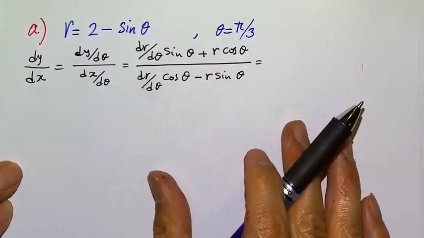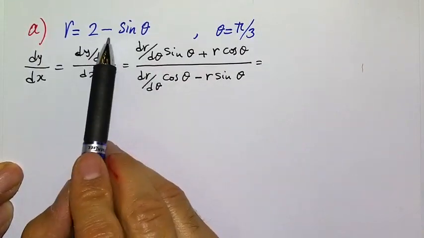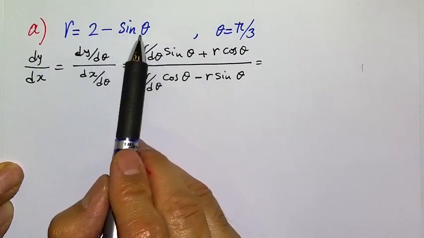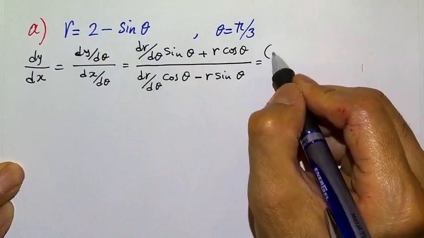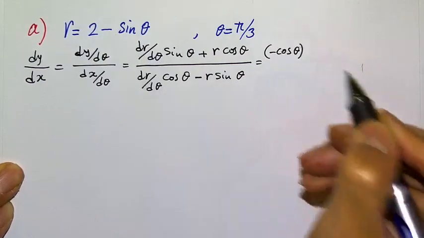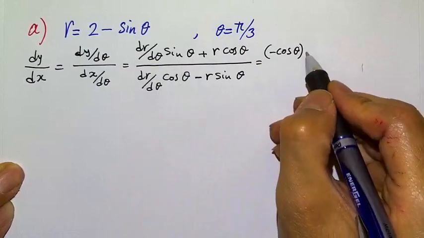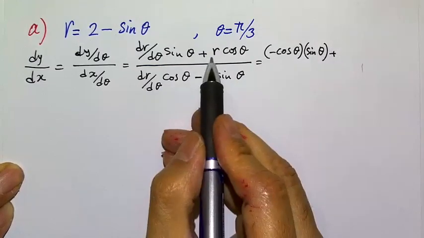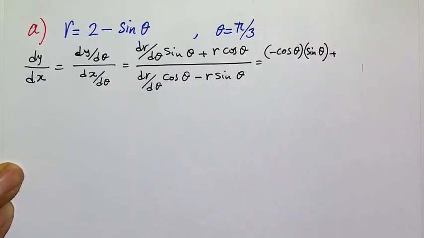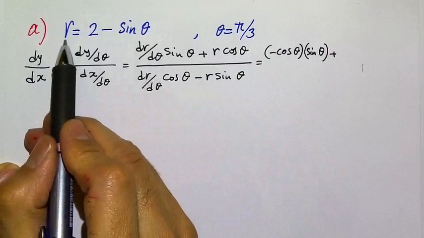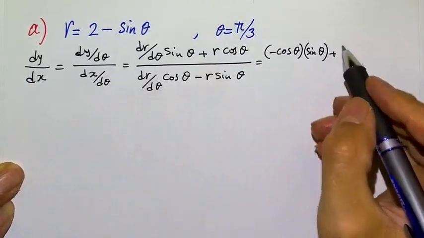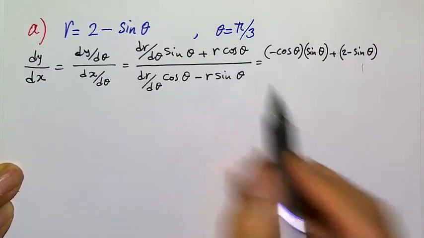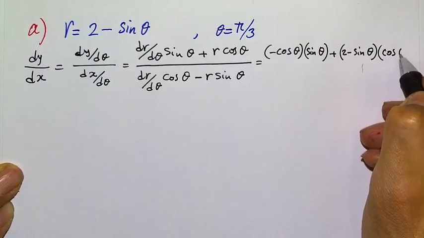Now let's apply it. dr d theta, taking the derivative of this, we have minus cosine of theta, right? That's all. So that would be minus cosine of theta times sine theta plus r times cosine theta. Now r is that whole thing. R equals 2 minus sine theta. So 2 minus sine theta times cosine of theta. Like that.